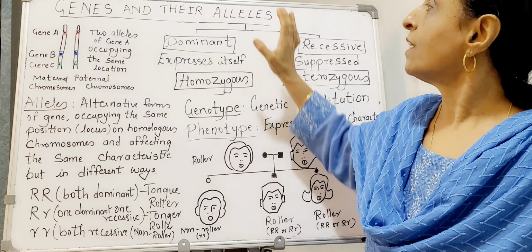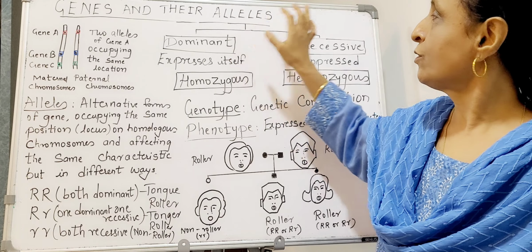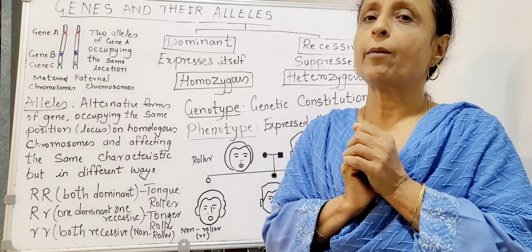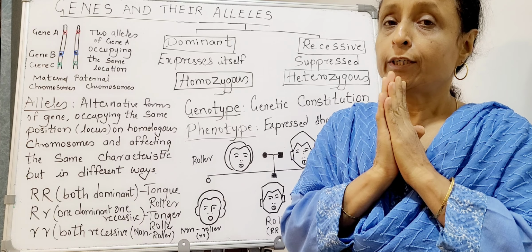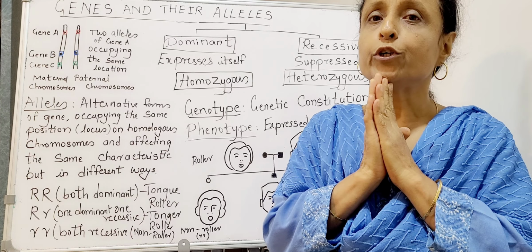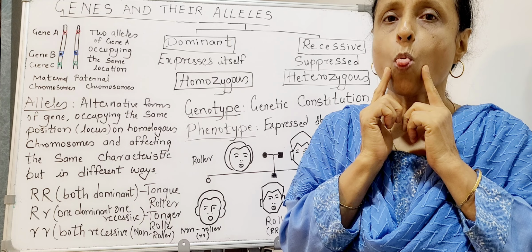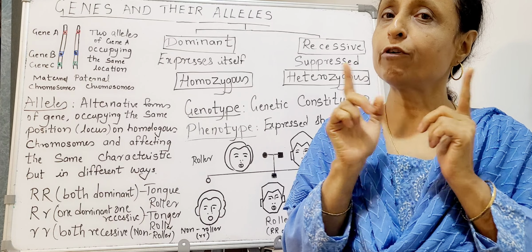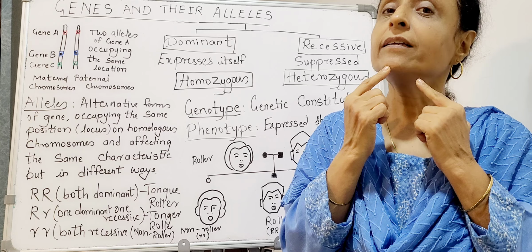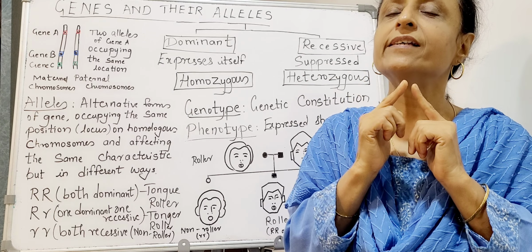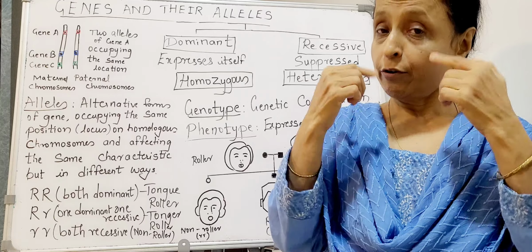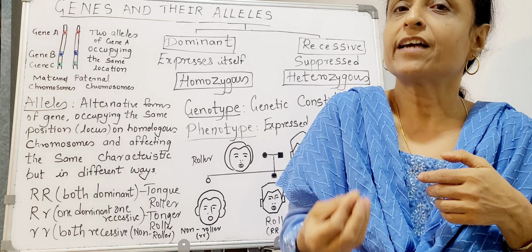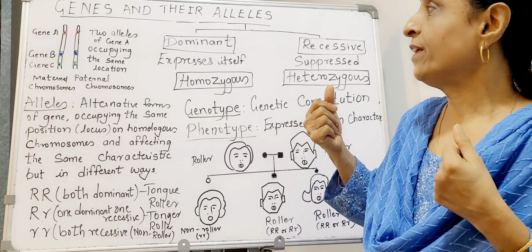Now these alleles are of two types. One is dominant, the other is recessive. Let us take the example of rolling of the tongue. You roll your tongue outside. I cannot do it. So I have the recessive character of not rolling the tongue. If I could have rolled the tongue outside my buccal chamber, that would be the dominant character. That is one example.